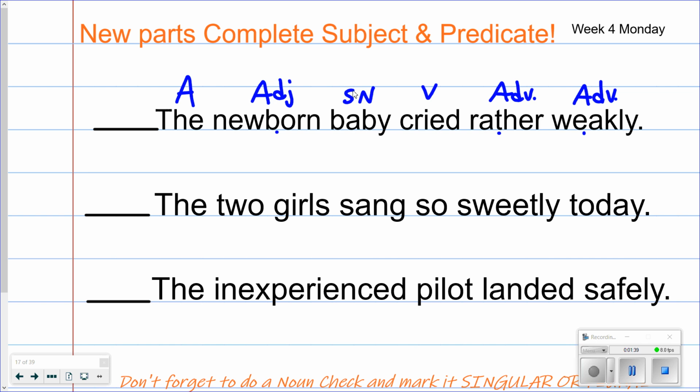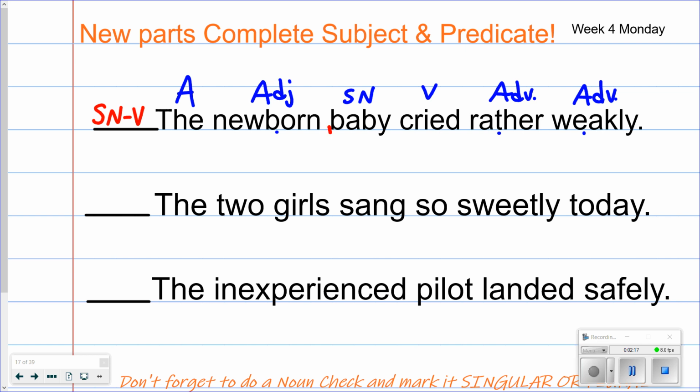The newborn baby cried rather weakly. Who cried rather weakly? Baby, subject noun. What is being said about baby? Baby cried, verb. Cried how? Weakly, adverb. How weakly? Rather, adverb. What kind of baby? Newborn, adjective. The, article adjective. Now, when we get to that part, we're going to say, on this line out front, we're going to say subject, noun, verb. That's the order in the main parts of our sentence.